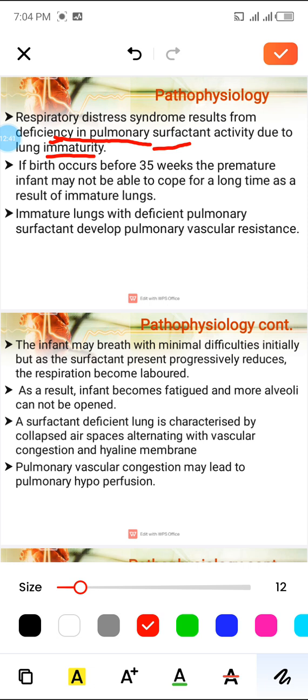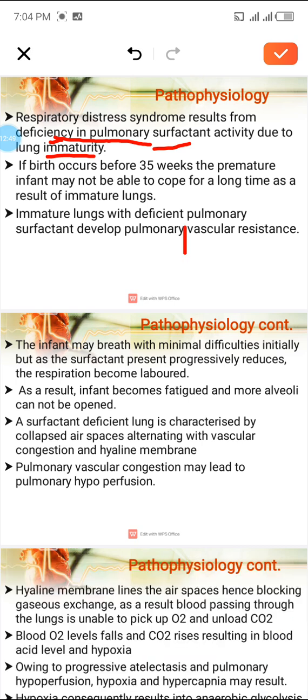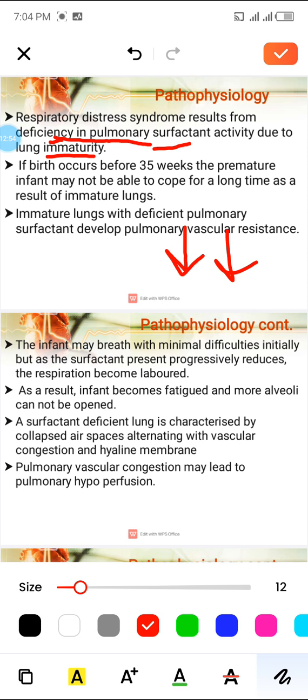So then, what would be the impact of having a reduction in surfactant? That's what we want to establish. Let's look at this point here, where I was saying that the infant may breathe with minimal difficulties. That's in the initial stages when they are just affected. They'll just be breathing with minimal difficulties.